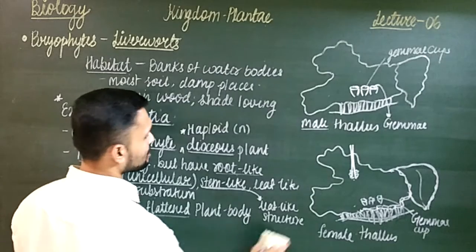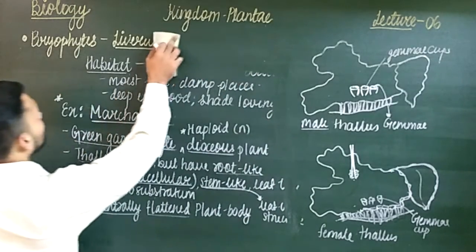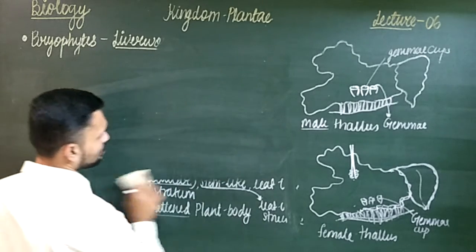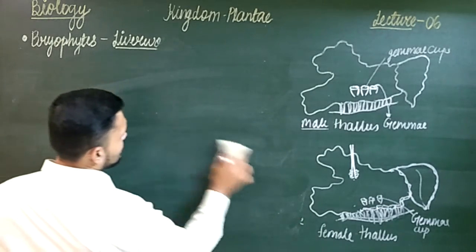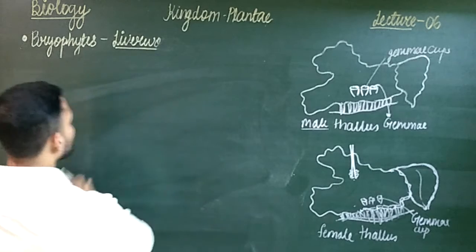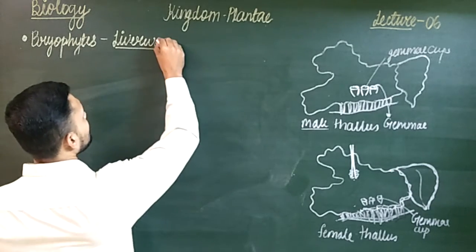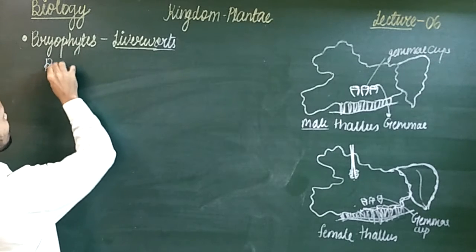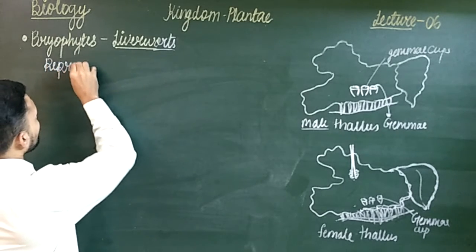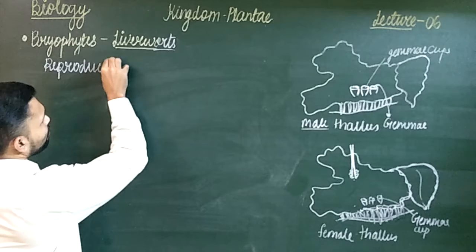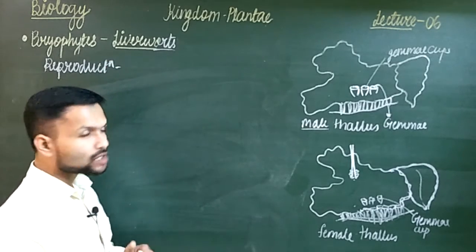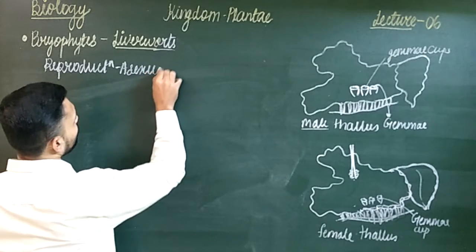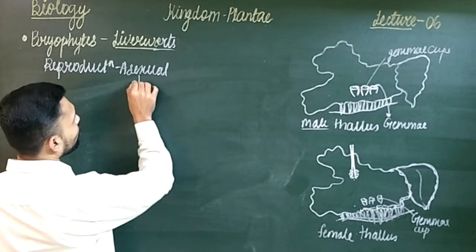So this is Marchantia. So let's have a look at the sexual reproduction and the modes of reproduction. So basically we know there are two modes of reproduction. Liverworts also show two basic types of modes of reproduction. One is the asexual mode, where it shows two forms.